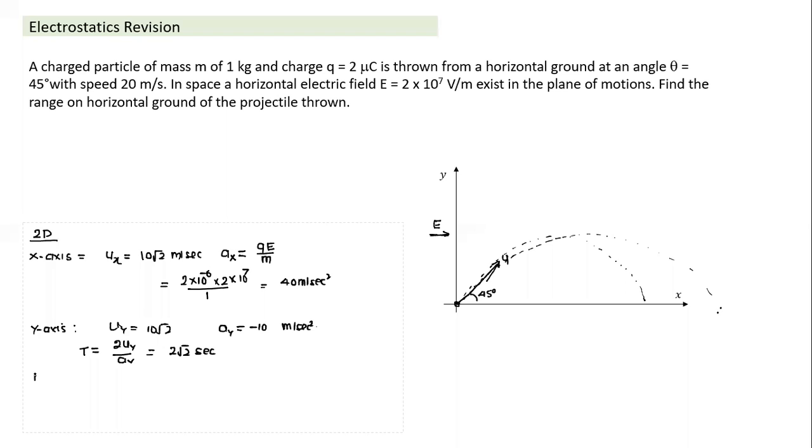So what is my range? Range is equal to the displacement along the x-axis in time t equal to 2 root 2 seconds. So the range will be equal to ux into t plus 1 by 2 into ax into t square. If I put those values, I can easily find this range here. So all such questions, wherever there's a uniform field, are simple kinematic questions. There's an additional acceleration we take into account and we solve.